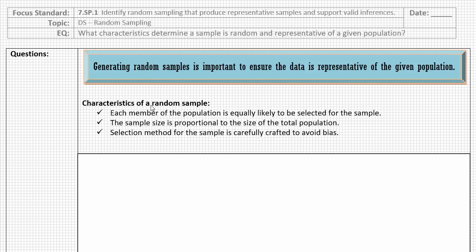So here are the important characteristics of a random sample. Each member of the population must be equally likely to be selected for the sample. It's also important that the sample size is proportional to the size of the total population. Third, the selection method for the sample is carefully crafted to avoid bias. This is the very reason for random sampling. With this information, we're going to look at some examples and decide which would be the best random sampling of the given population.